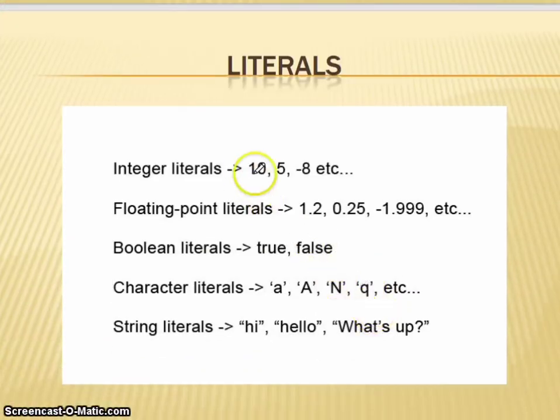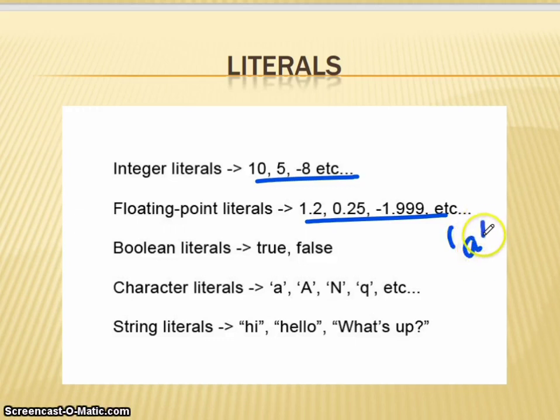Now literals. Integer literals and floating point literals, which means decimals. Then boolean literals, true or false. A boolean literal stores only two values, that is true or false. Character literals are the literals which are enclosed within single quotes, such as A or Q or Z within single quotes. Anything which is written in a single quote is a character.